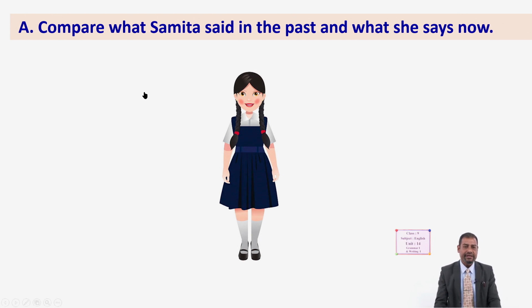All of you read this instruction first. What does the instruction say here? Yes, the instruction says compare what Samita said in the past and what she says now. Dear students, you have to look at the example of comparison about past and present. So what Samita says here. Now I just like to show you the example.